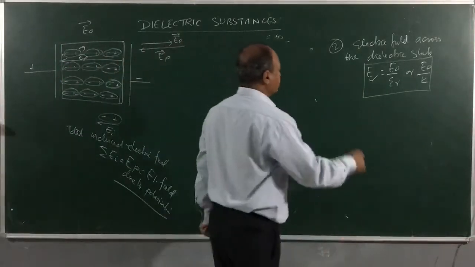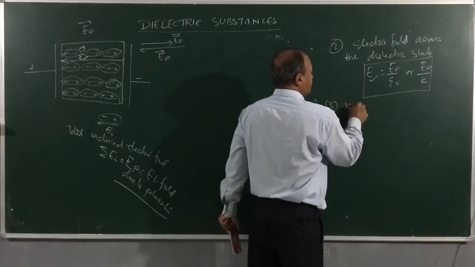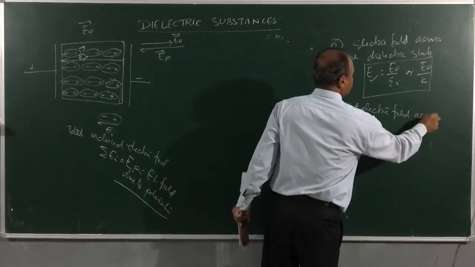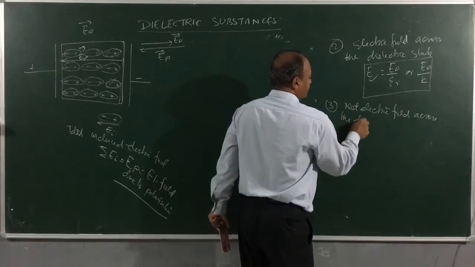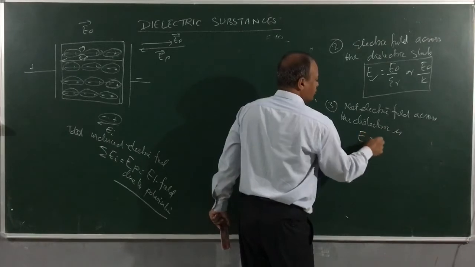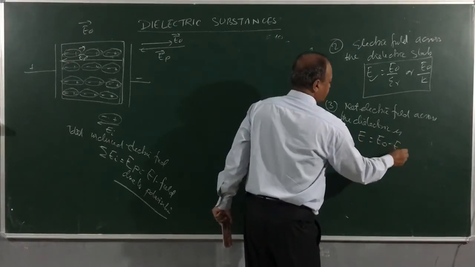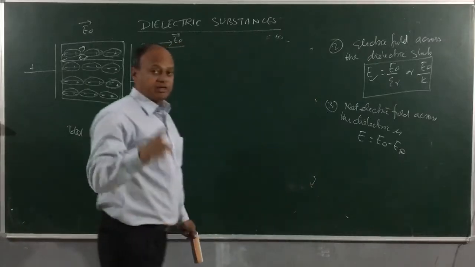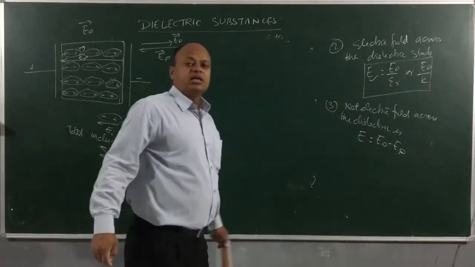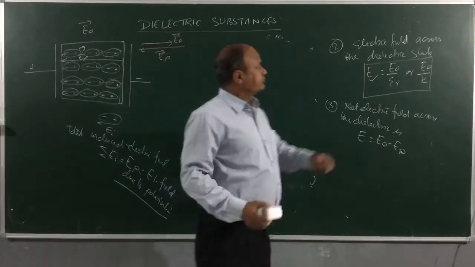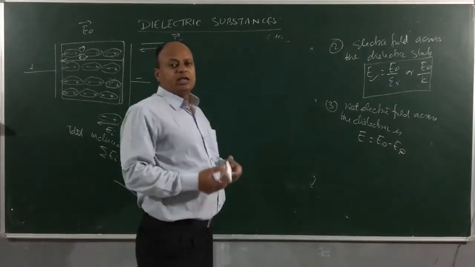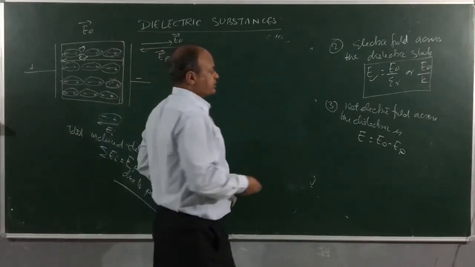So I can write the third point here. Net electric field across the dielectric is E equals E naught minus E P. Very important. And when we know that E is equal to E naught by epsilon r, we can also write E naught by epsilon r, or E naught by K, where K is another symbol that we use for dielectric constant. Okay, so this is the net electric field.